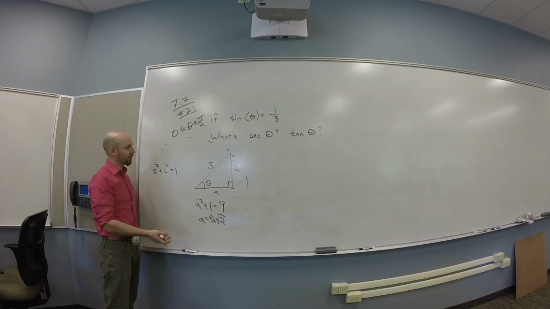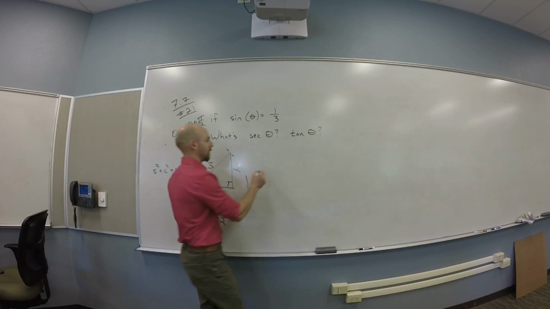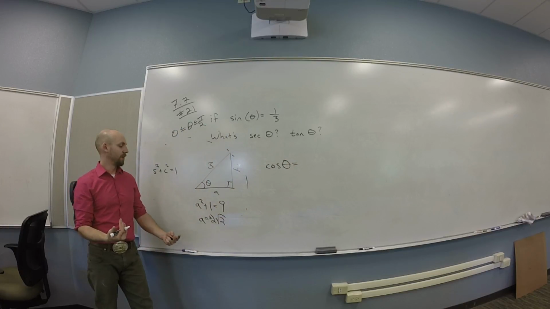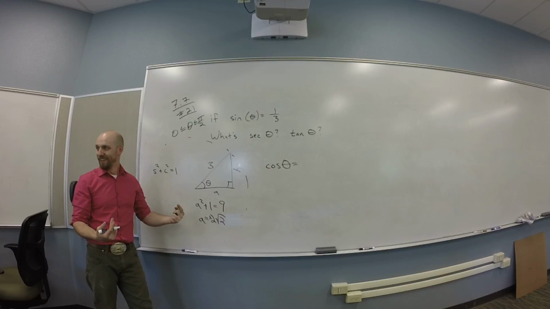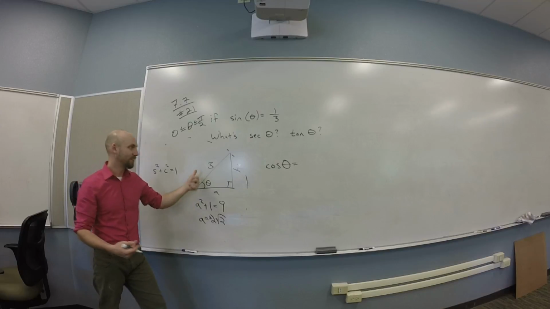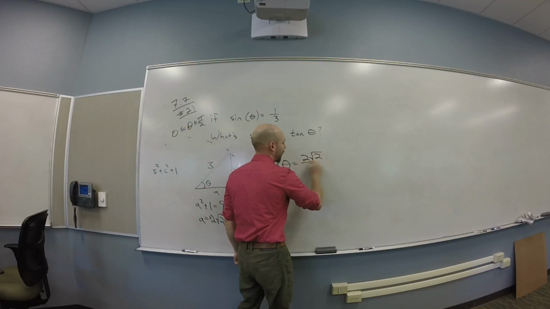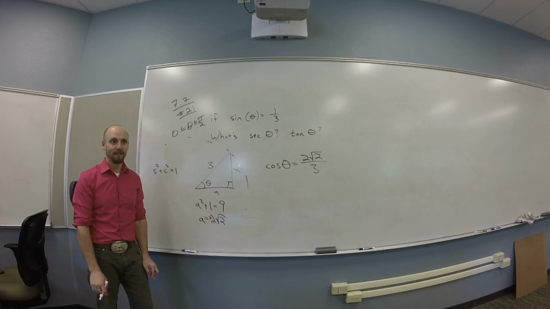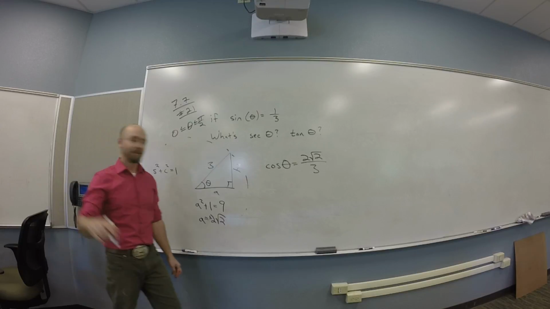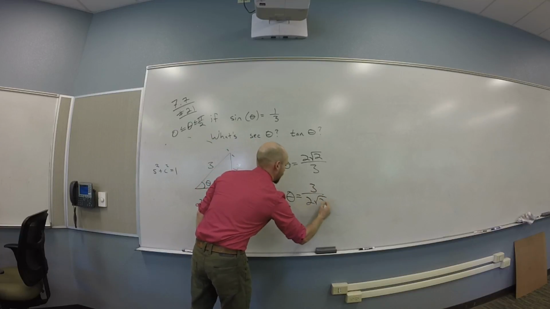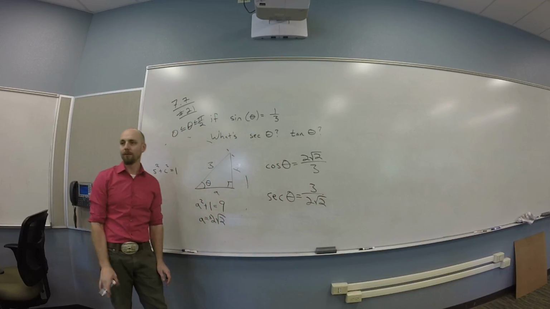And so you get what? Where's my cosine? Cosine of theta is what? Adjacent over hypotenuse. So 2 root 2 over 3. Cool? So that's cosine. Did they ask for that? No. But you flip it, and find secant. So secant of theta is 3 over 2 root 2. And you guys don't have to rationalize denominators.